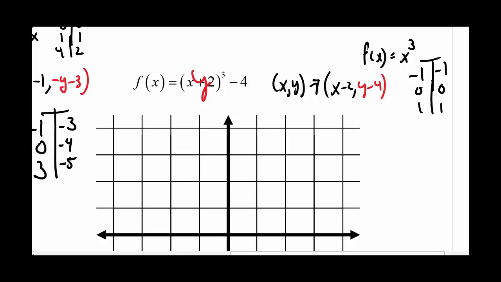Okay. So going to all of my ordered pairs. So the x's, I'm going to subtract 2. So negative 1 minus 2 is negative 3. 0 minus 2 is negative 2. 1 minus 2 is negative 1. And then all the y values, I'm going to subtract 4 from it. So we get negative 5, negative 4, and negative 3.